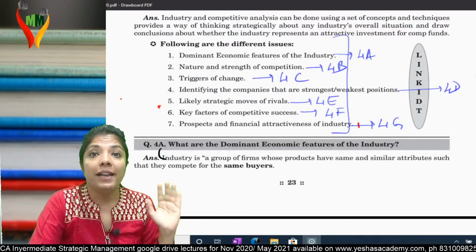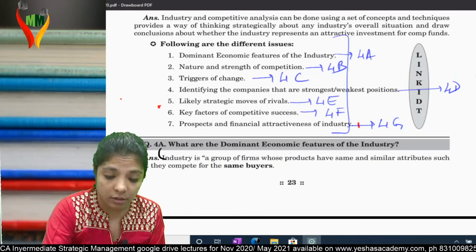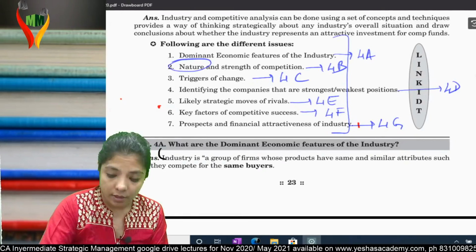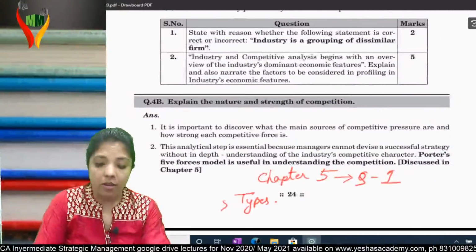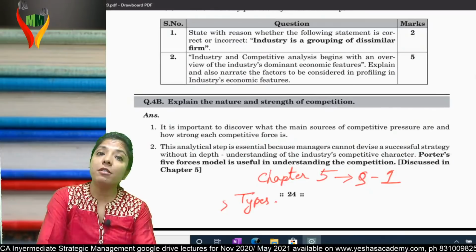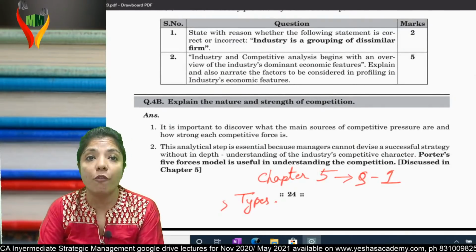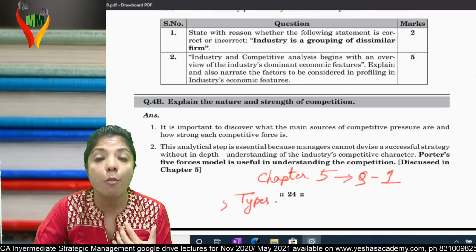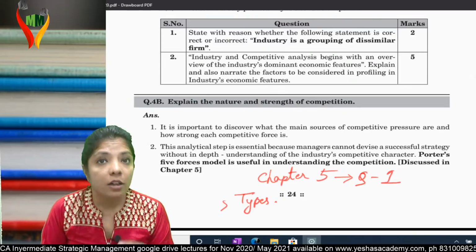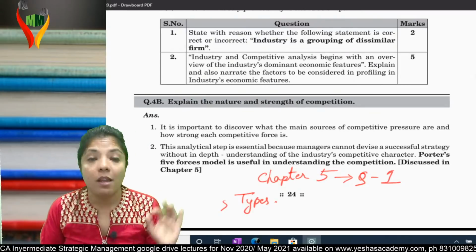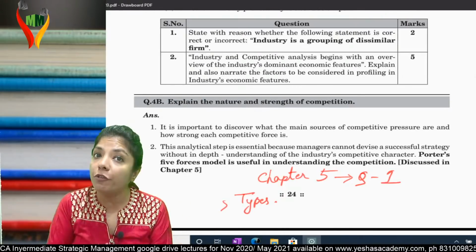Now let's come to the second issue. What is the second issue? Nature and strength of competition. Nature. What do you mean by nature? Type. So come to 4B. Nature means type of competition. And after knowing the type of competitors, you need to know how powerful they are. So in this 4B, we will be studying the types of competitors and how powerful they are.